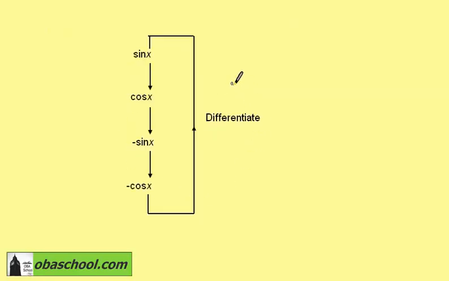We produced this diagram when we did differentiation of sine and cos. Sine differentiates to give cos, which differentiates to give minus sine, which differentiates to give minus cos, and then to complete the cycle, minus cos differentiates to give sine x. If integration is the reverse process, it stands to reason that we can produce a new cycle which goes in the opposite direction.